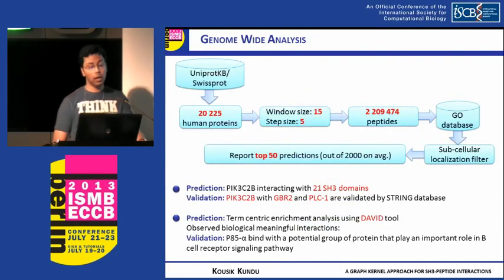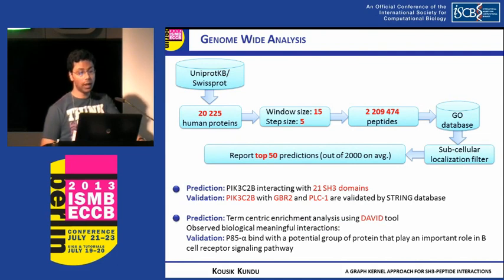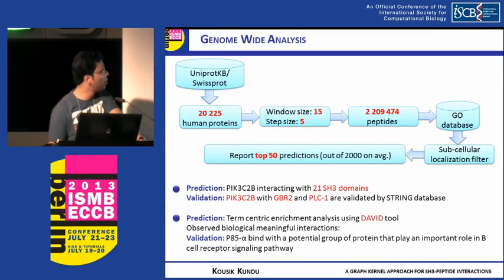Finally, we did a genome-wide analysis. We retrieved all the human proteins, around 20,000 of them, and we did a window analysis with length 15 and step size 5. We ended up with around 2 million peptides.